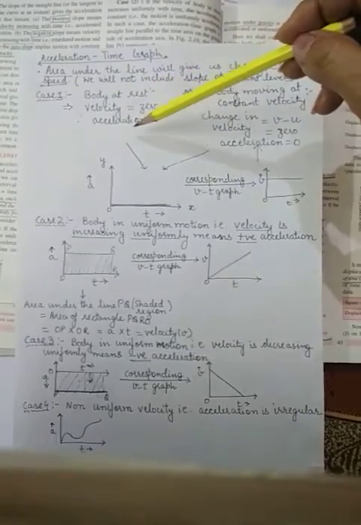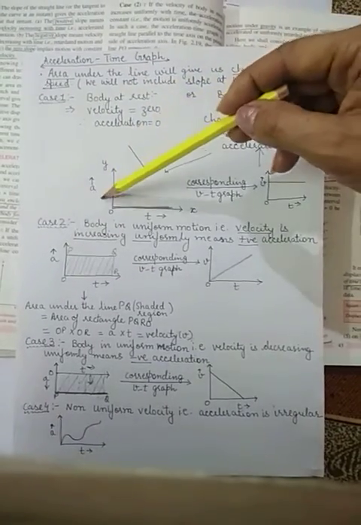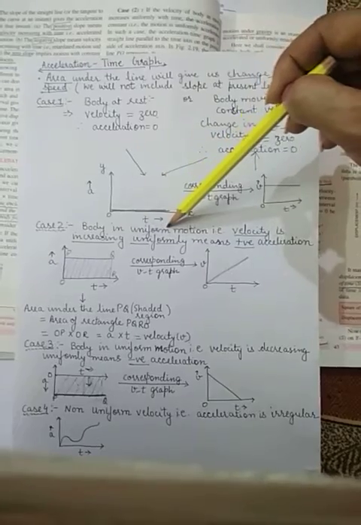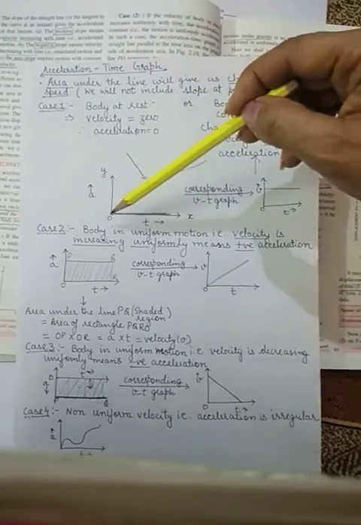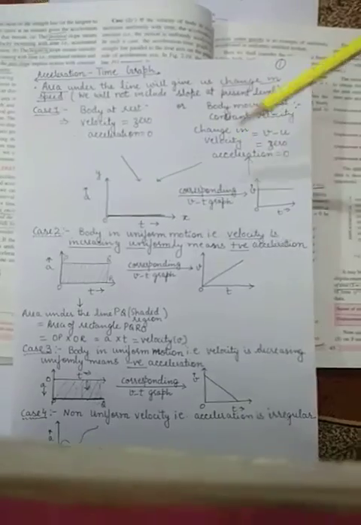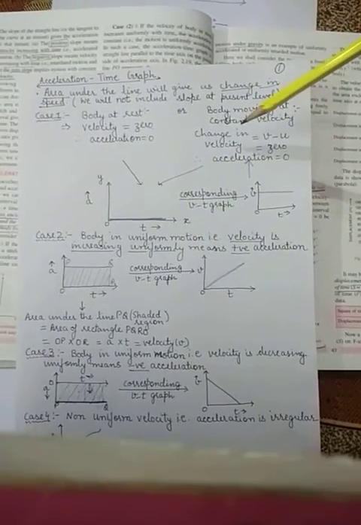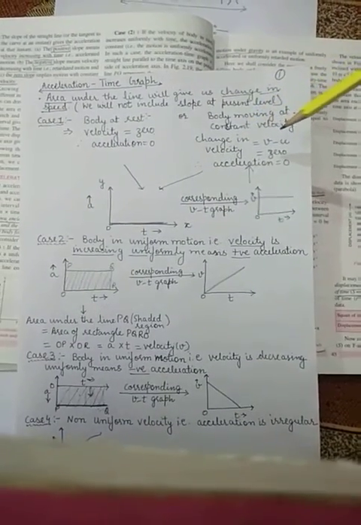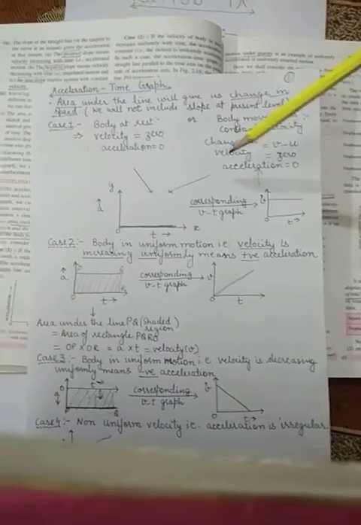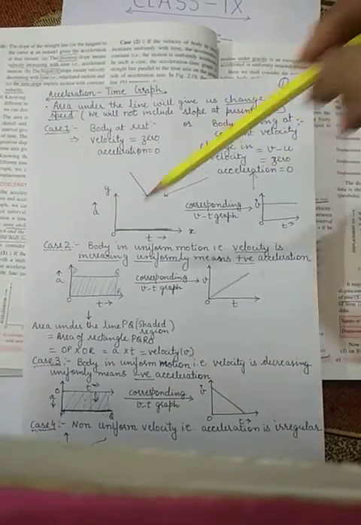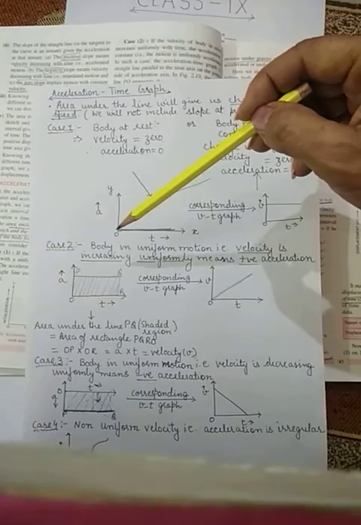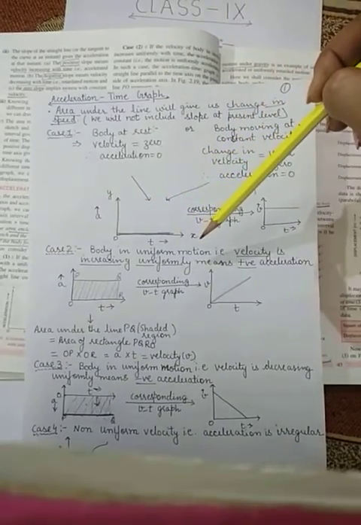The first case, when the object is at rest. This is the AT graph for an object at rest. Acceleration is 0 for an object at rest, so the line is along the x-axis. Even in the case when the object is moving with constant velocity, the change in velocity is 0. So acceleration is 0, and that will again be represented by a line along the x-axis.